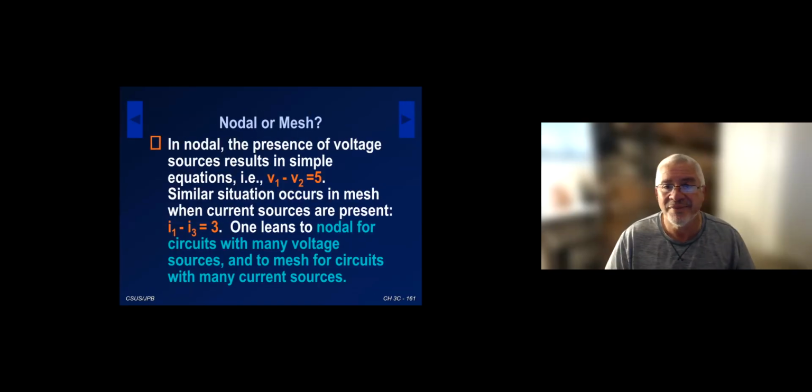So lots of voltage sources, particularly lots of independent voltage sources, means that equations are easy to write. Equations like V1 minus V2 equal 5. So the more independent voltage sources you have, the easier the equations in nodal. A similar situation, again, more current sources in mesh means that the equations are very simple to write.